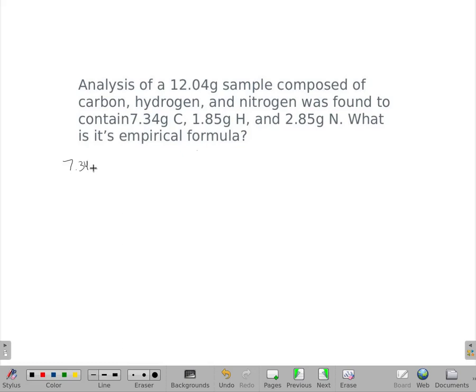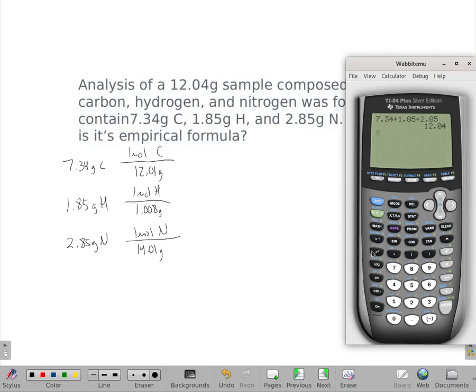All right, so what we're going to do is write down all those masses of those individual atoms. And our very first calculation we're going to do is convert those into moles with their molecular weights. And sometimes when you do this, you almost immediately see the ratio, because you might see the same number multiple times. So 7.34 divided by 12.01 gives us 0.611.